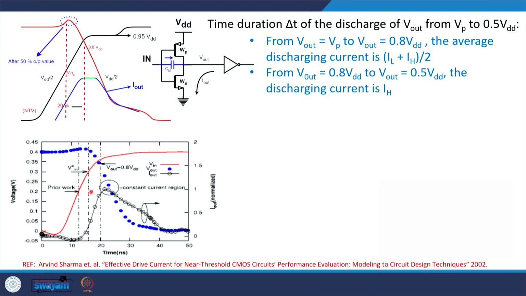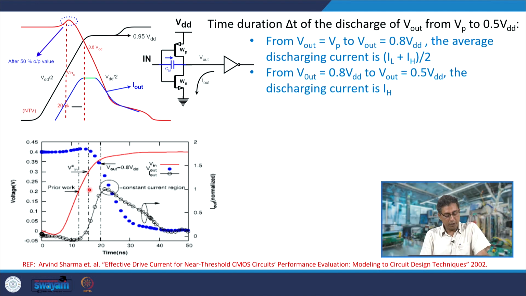Now we have a way to estimate the time duration between these 2 points, as we had discussed earlier, but how do we find out the time duration between these 2 points? That would be a topic of discussion later. First we will just calculate the time duration when V out goes from Vp to 0.5 VDD.